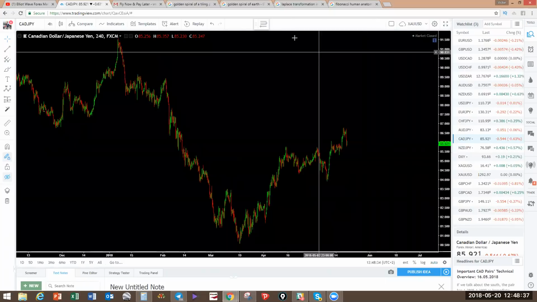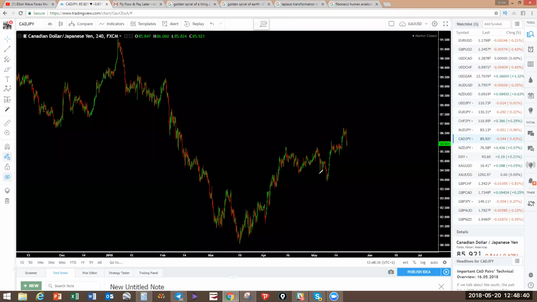CADCHF. Last week I said there's a 10 lot size trade that you need to take on this correction. This one moved, I think about 100 pips with the news, but it has now reversed all that move. So you can take a break-even trade there until it corrects again here for another move to the upside.